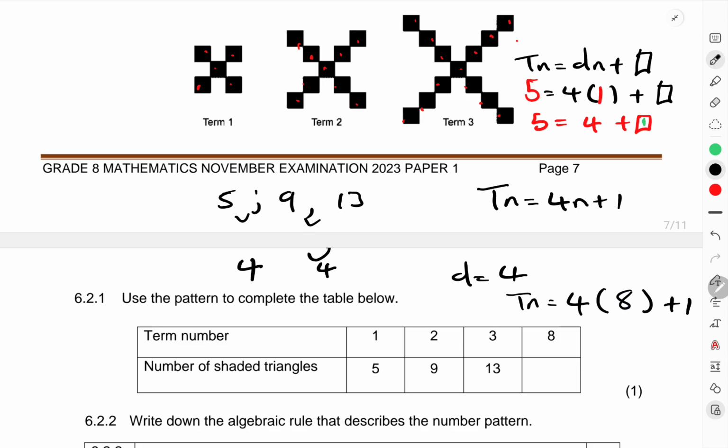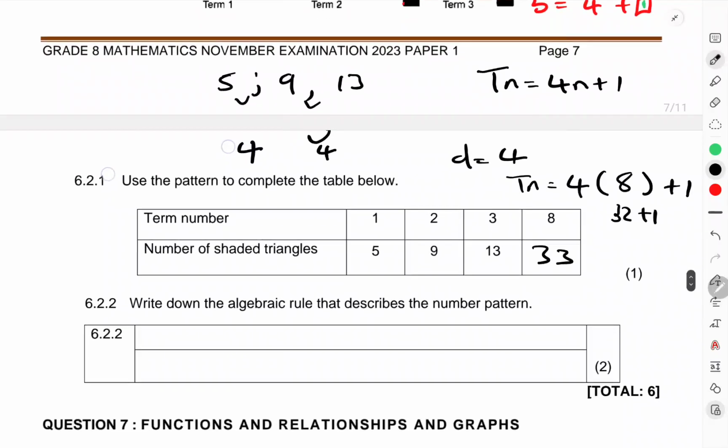Meaning now I can substitute 8. What is 8 times 4? It is 32. 32 plus 1, I'm going to get what? 33. Meaning in term number 8, the number of squares that are shaded black are going to become 33. I'm going to have 33 over there. Then it says write down the algebraic rule that describes the number pattern. That is what we did at the top there. I have Tn equals 4n plus 1.